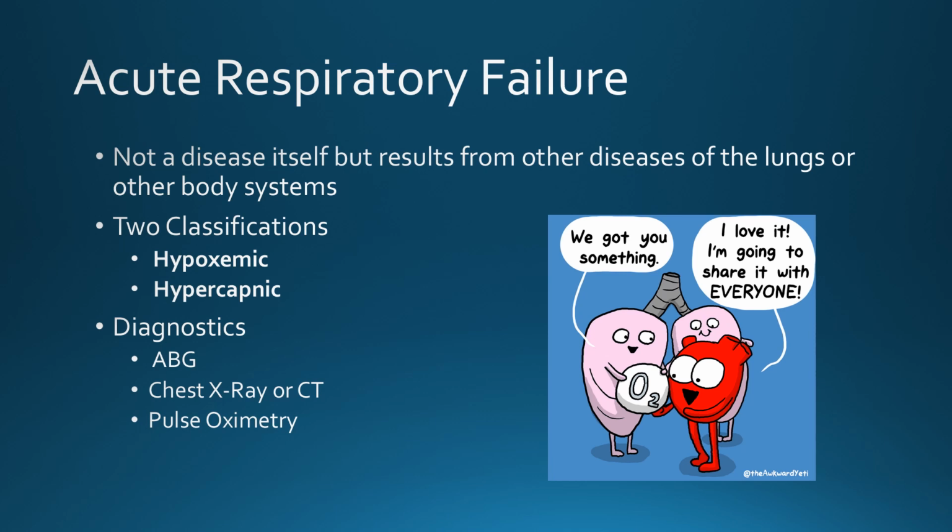So acute respiratory failure. This is not a disease itself, but is something that results from other diseases of the lungs or something resulting from a disease of another body system. So there's 2 different kinds of classifications. There's hypoxic or hypercapnic. You're going to go into more detail regarding acute respiratory failure in your pathology. Acute respiratory failure is diagnosed with an ABG, a chest x-ray or CT, or pulse oximetry.